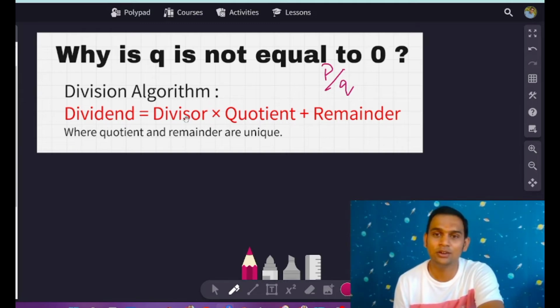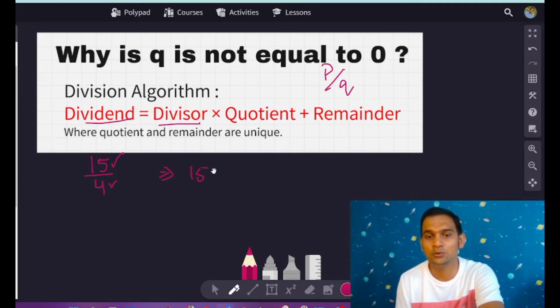Now, what is the division algorithm? When you divide any number, dividend is equal to divisor times quotient plus remainder. I am very sure you are clear with that. Let me take an example. Suppose you have 15 by 4. The numerator 15 is the dividend and 4 is the divisor, right? So how will that be represented? 15 is equal to 4 times the quotient. If you divide it, you will find the quotient will be 3, and in this case the remainder will also be 3.